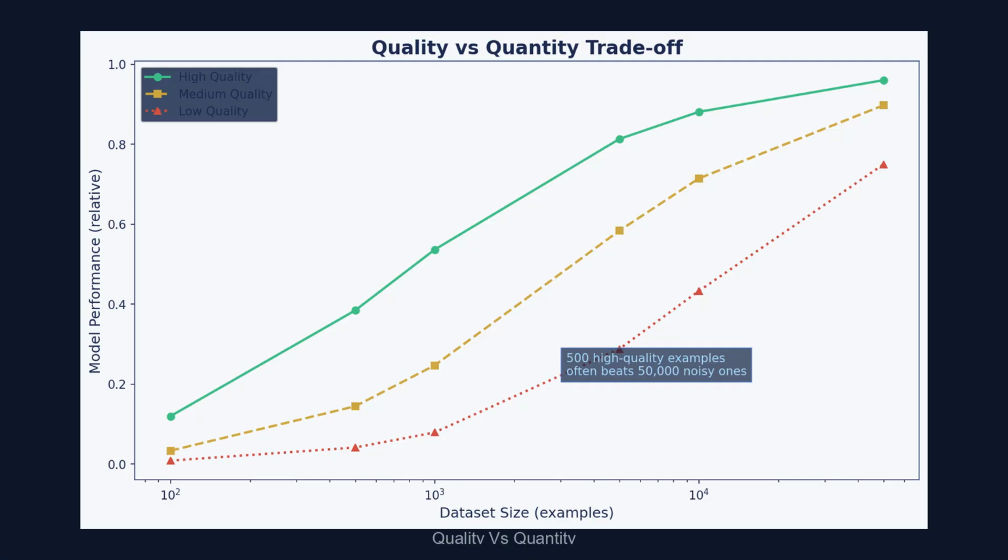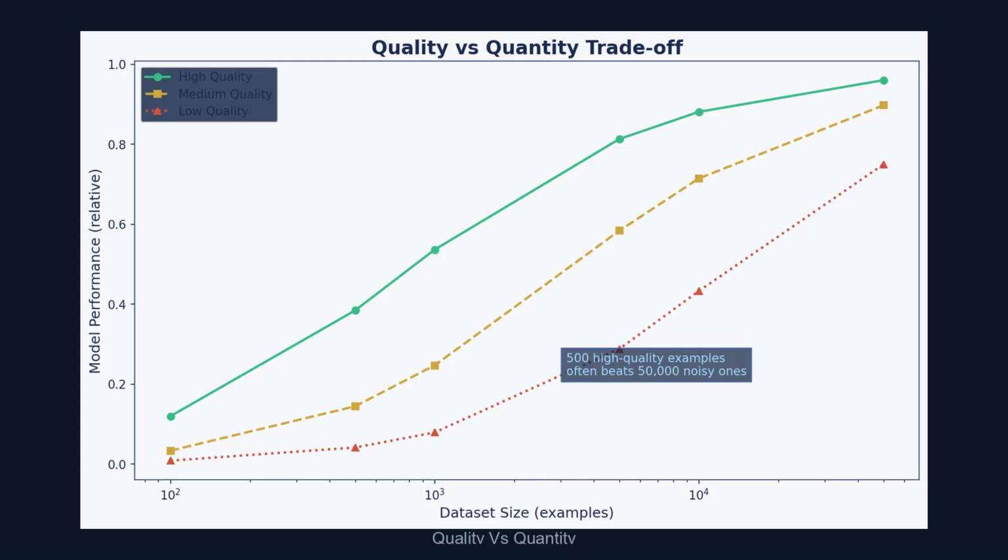This graph makes the quality versus quantity trade-off concrete with 3 performance curves. The high-quality dataset curve rises steeply and plateaus at a strong performance level. Even 500 high-quality examples can outperform models trained on far larger but noisier datasets. The medium quality curve rises more slowly and plateaus lower. The low quality curve barely moves even as the dataset grows to 50,000 examples.